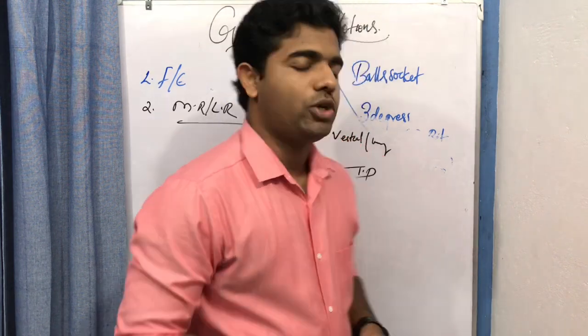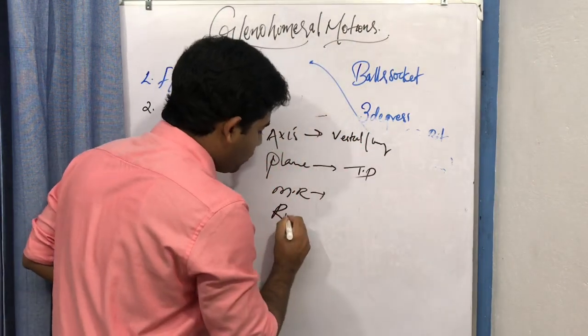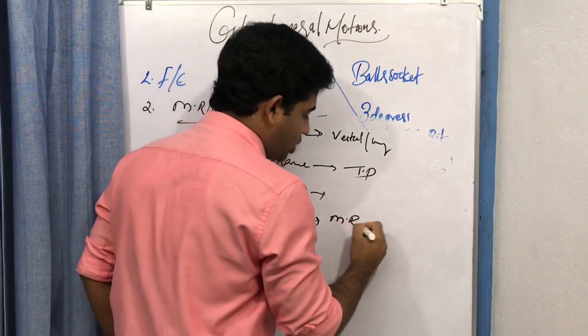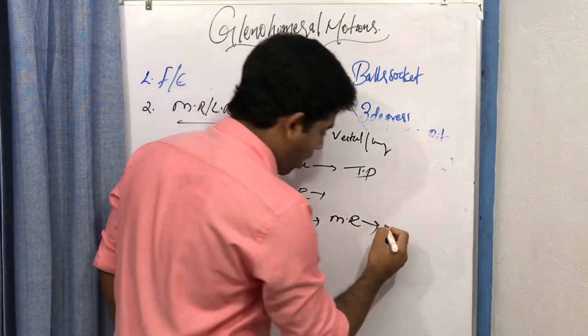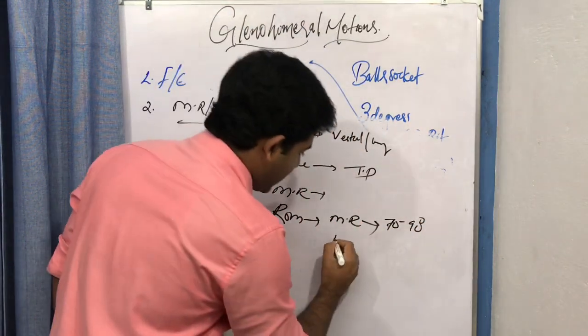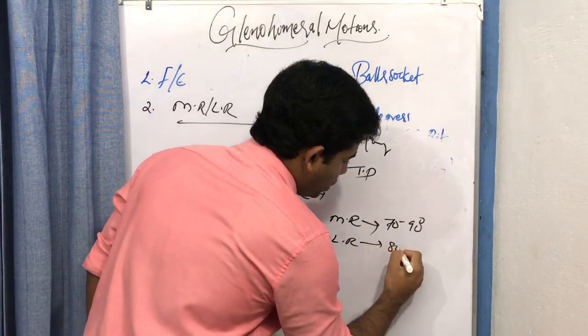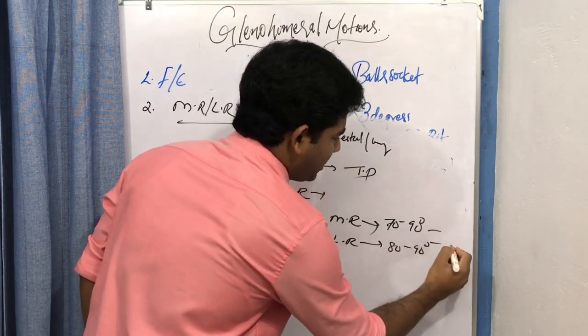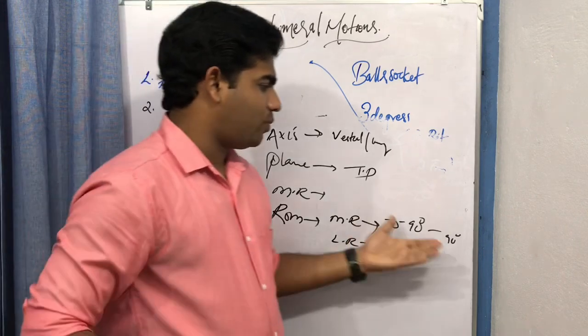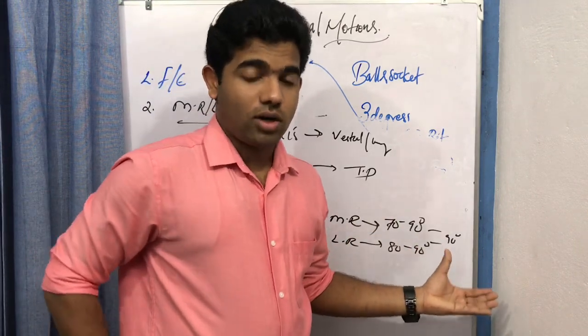What is the range of motion? This is something most important. Medial rotation has a range of motion of about 70 to 90 degrees, and lateral rotation has a range of motion of about 80 to 90 degrees. Mostly you can take both of them as about 90 degrees, and this is the same range of motion that you find in the shoulder complex also.